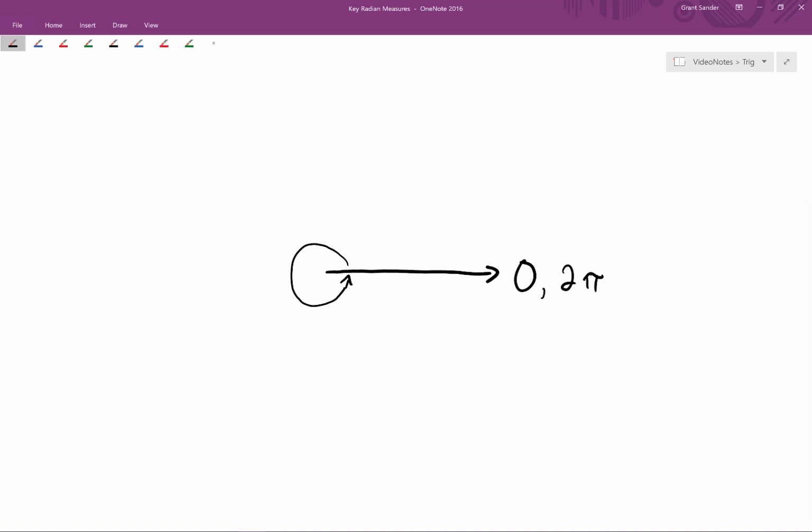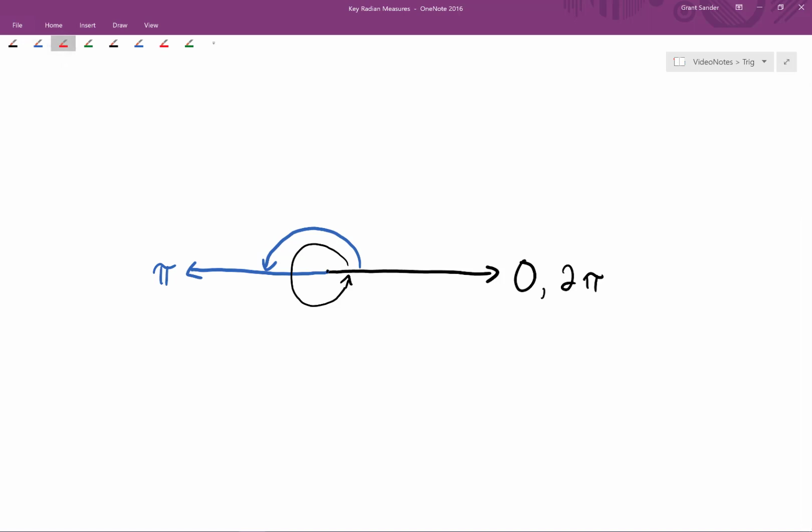So if we swept out half of a full rotation, and 2 pi radians are in one full rotation, this means that we should have half as many of the 2 pi radians in that half of a rotation. So this angle that's half of a full rotation should have a measure of half of 2 pi, which is just pi radians.